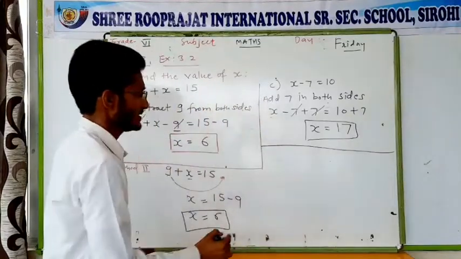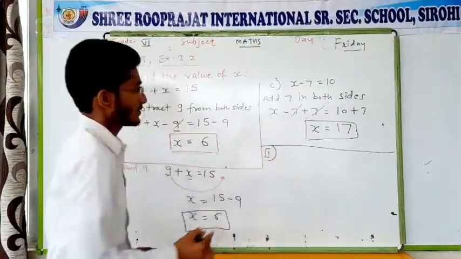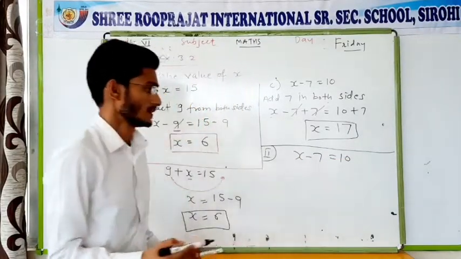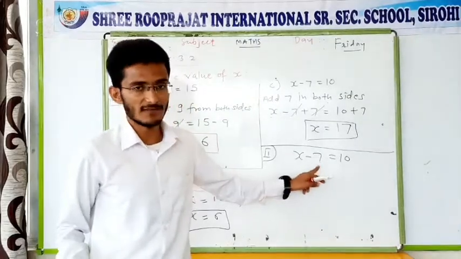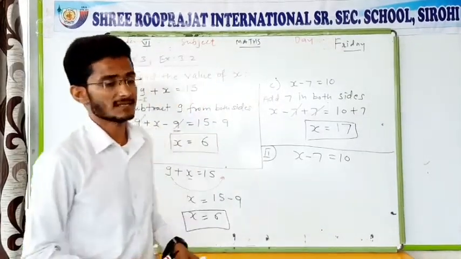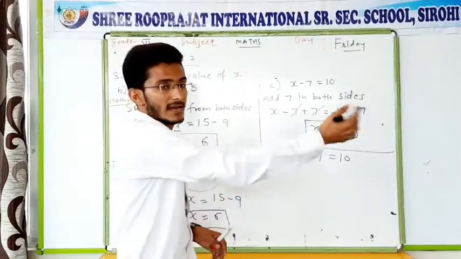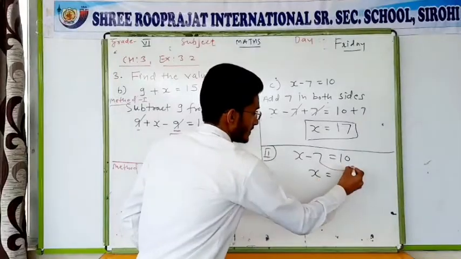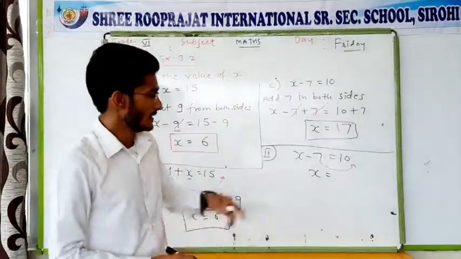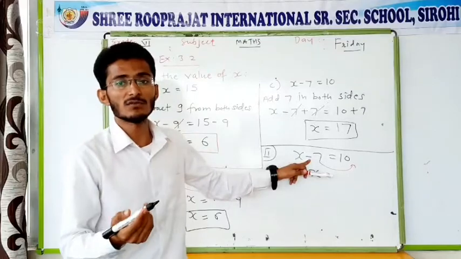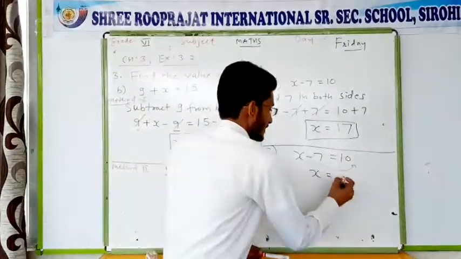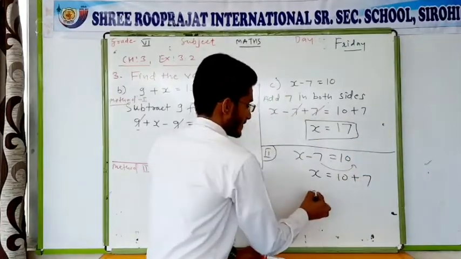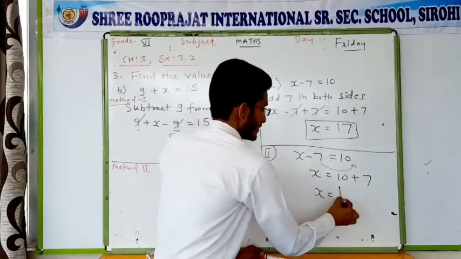If we talk about the second method, the question is given: x minus 7 equal to 10. So with x there is a minus 7 given, so we have to change the position or shift the minus 7 from left hand side to right hand side. So it will become x. If we shift 7 from left hand side to right hand side, it is given as negative, so negative will change to positive, that means addition. So 10 is already given, and on the right hand side it will be a plus 7. So x equal to 17.